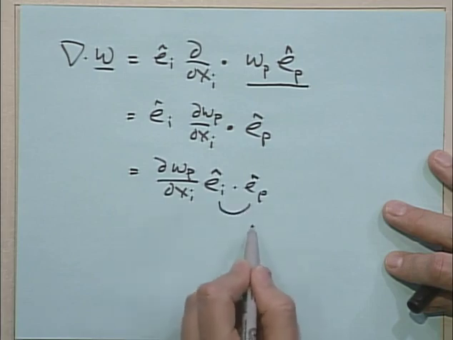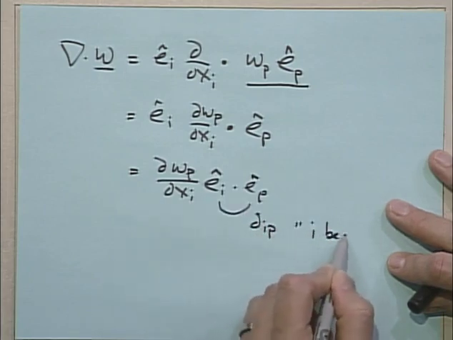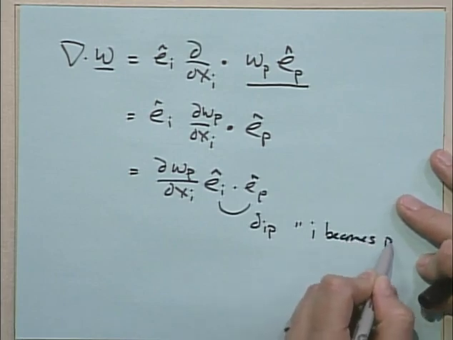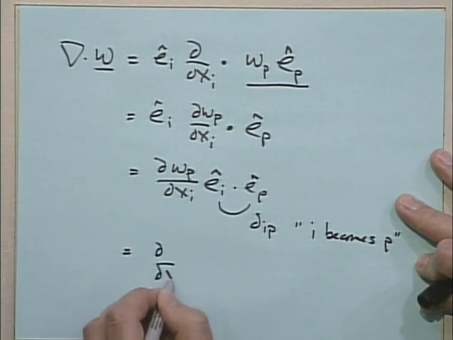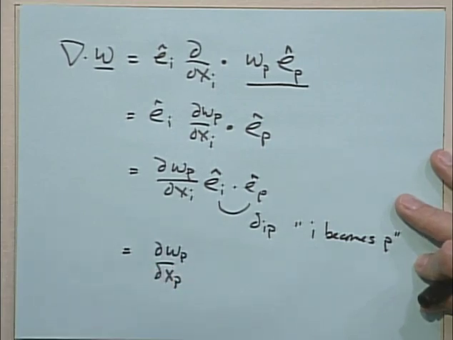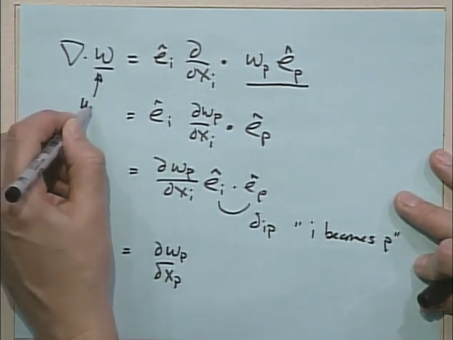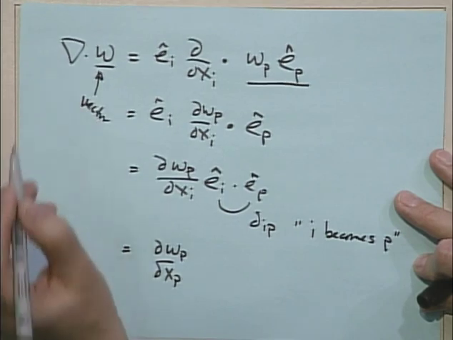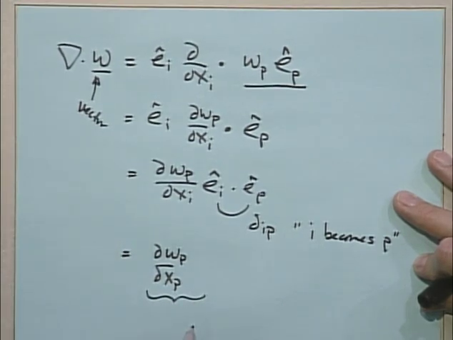And this one we know how to do. This is delta IP. I becomes P. And we get d by dxp wp. Done. All right? This was a vector. When we del dotted it, we got a vector, a scalar, or a tensor.